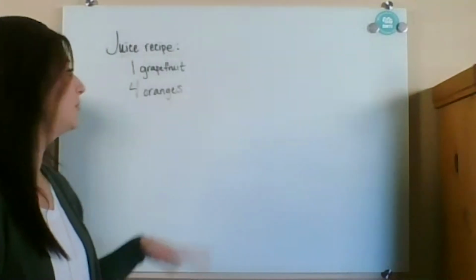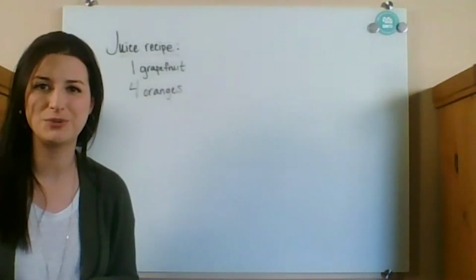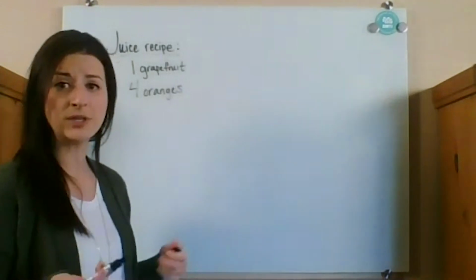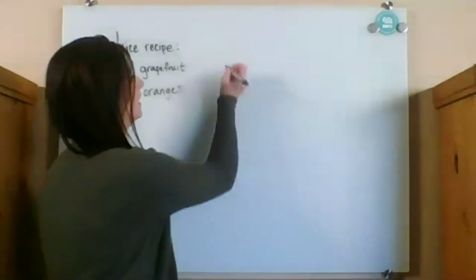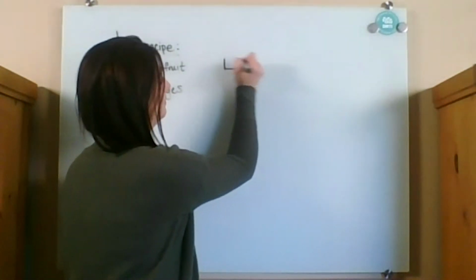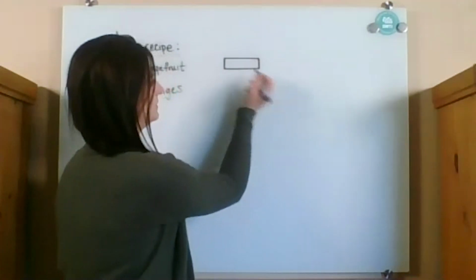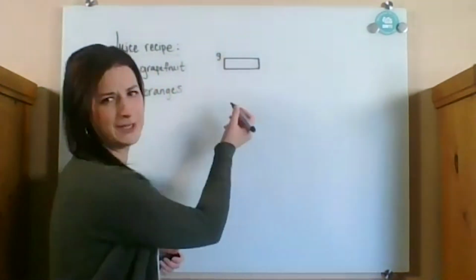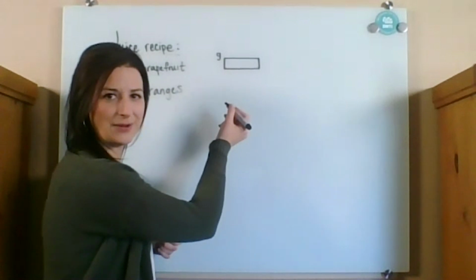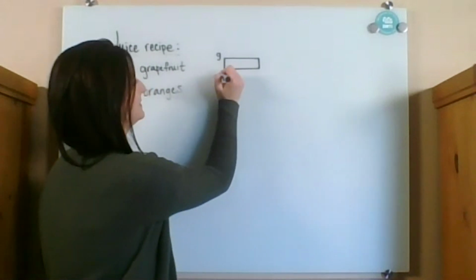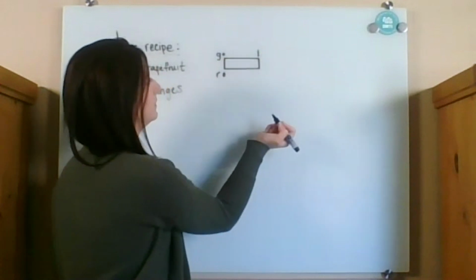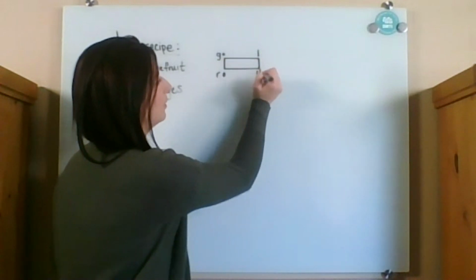So we're going to do a problem about a juice recipe. And in our juice recipe, we're going to use 1 grapefruit for every 4 oranges. So we're going to start by drawing a bar model of this. So our bar model might look like this, and we're going to have this be our grapefruits and oranges, and we're actually going to use an R for oranges just because that O is a little problematic. It's going to look like a 0. All right, so if I have 1 grapefruit, I'm going to have 4 oranges.